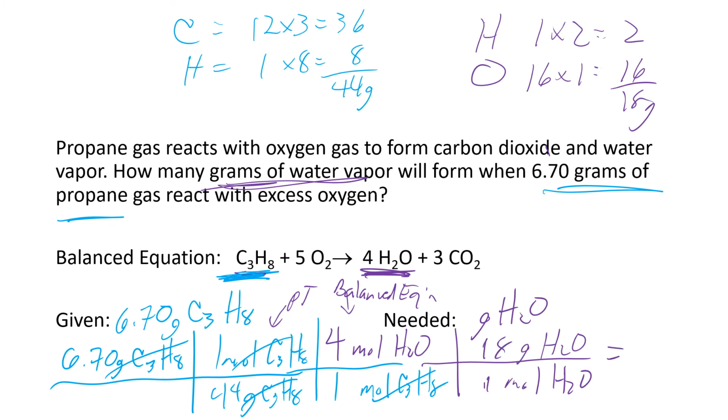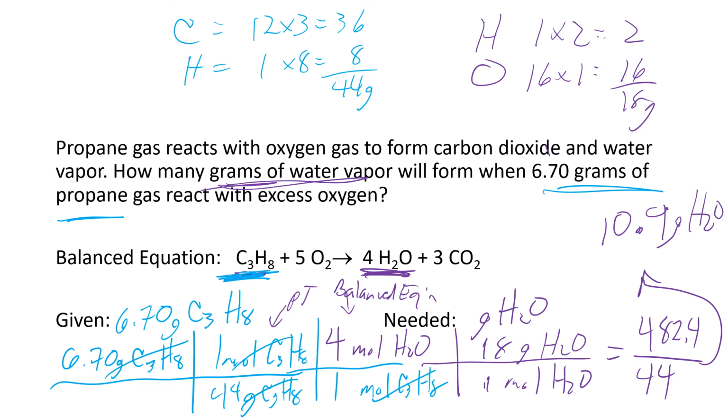So we do this math. 6.7 times 4 times 18 is 482.4. And then 44 times 1 times 1 is 44. So we're going to divide 482.4 by 44. And that gives us 10.9. So the answer is, if we start with 6.7 grams of propane, we should end up with 10.9 or 11.0 grams of water, depending how you want to round that.